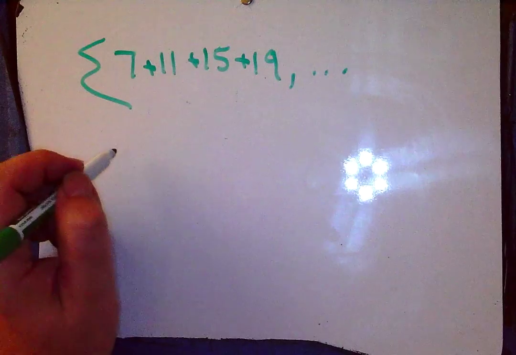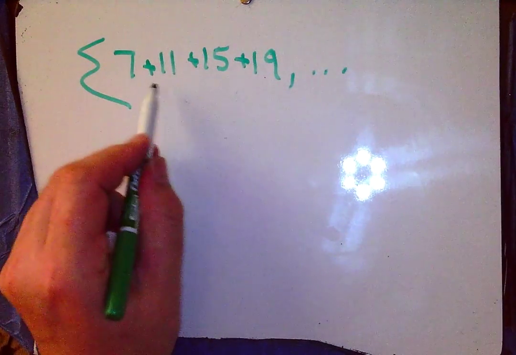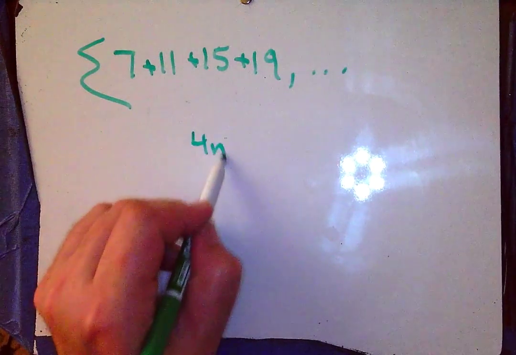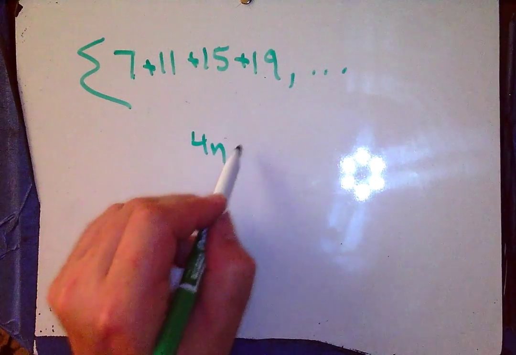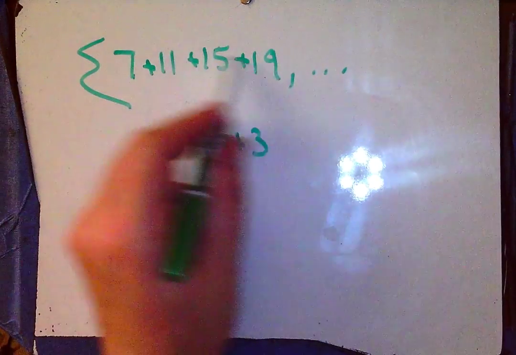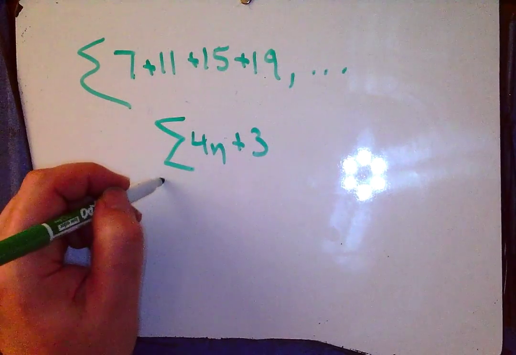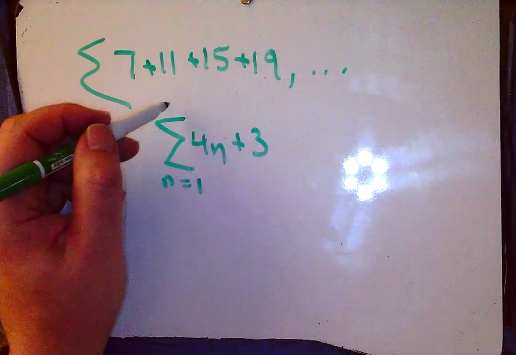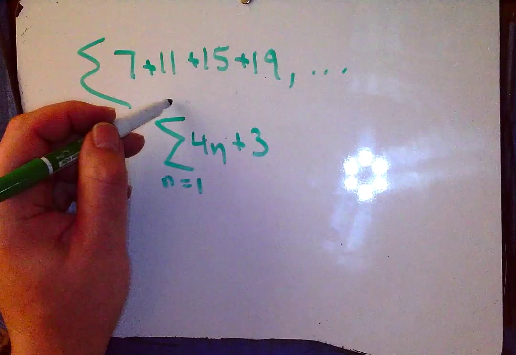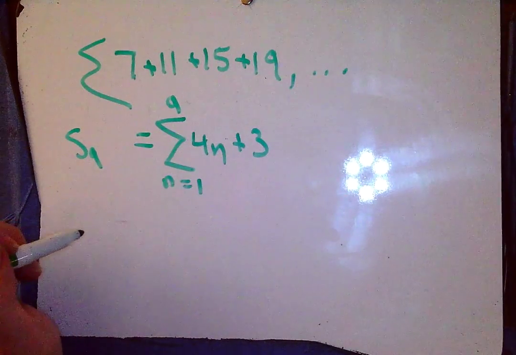But I might want to say instead, this goes up by 4 each time. Plug in a 1 for the first term, get 7, so I must have to add 3. This is the rule for this arithmetic sequence. And I could say start with n equals 1 and go someplace. I don't know, maybe we want the sum of the first 9 things. So that would be s sub 9.